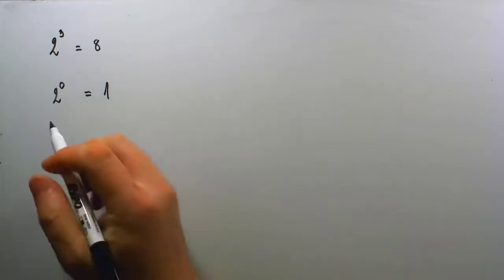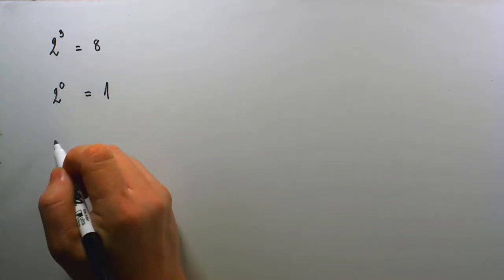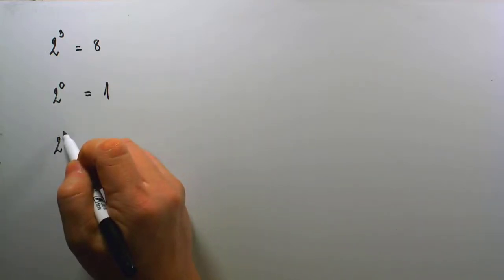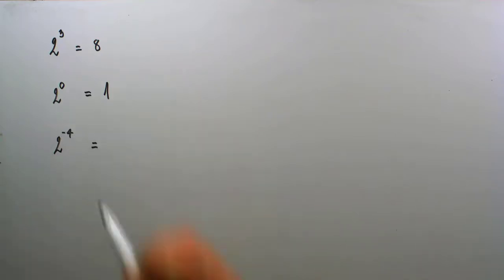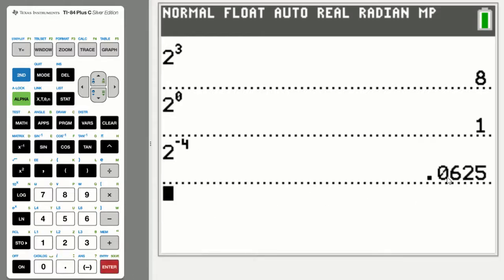And now, again remaining with the same base, positive 2, I am going to raise it to a power, how about negative 4, for example. On the calculator, we can quickly perform a value here. 2 raised to the power negative 4. And the answer now is 0.0625.